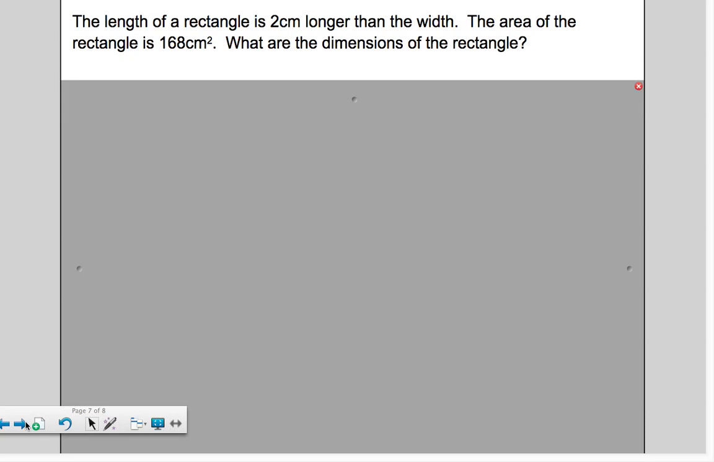So the length of the rectangle is 2 centimeters longer than the width. The area of the rectangle is 168 centimeters squared. Okay?